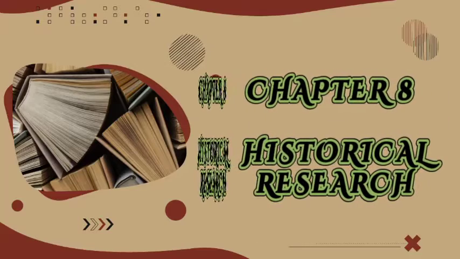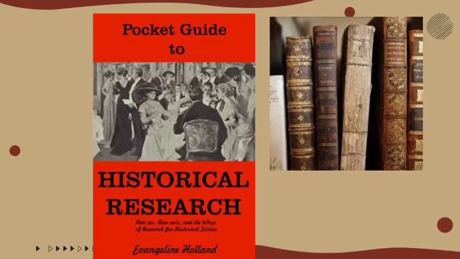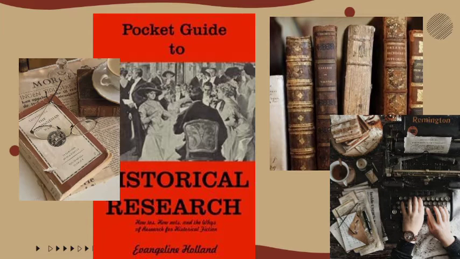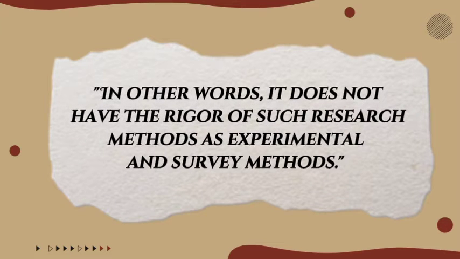Chapter 8: Historical Research. A number of researchers, including some historians, have argued that historical research cannot be considered true scientific research because it does not permit enough precision and objectivity. In other words, it does not have the thoroughness of such research methods as experimental and survey methods.